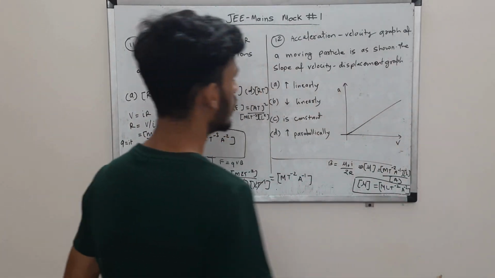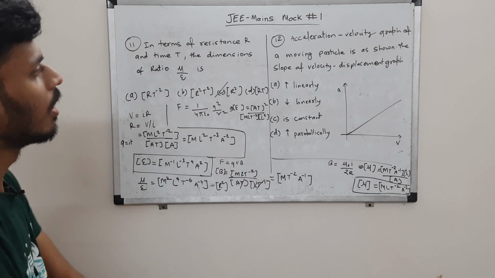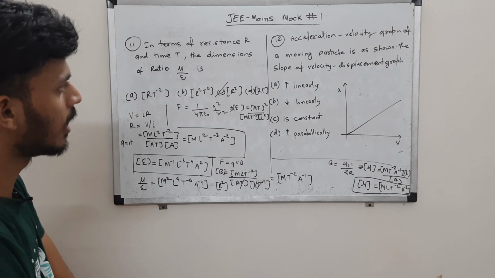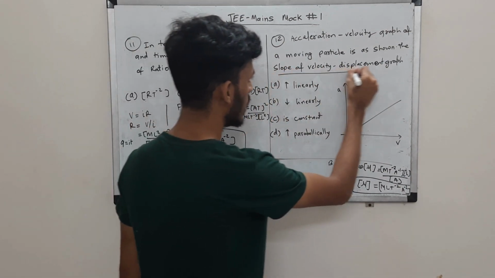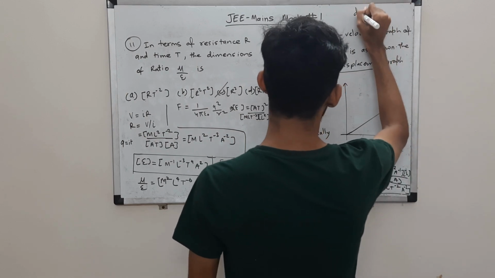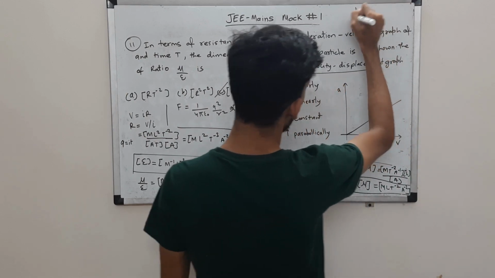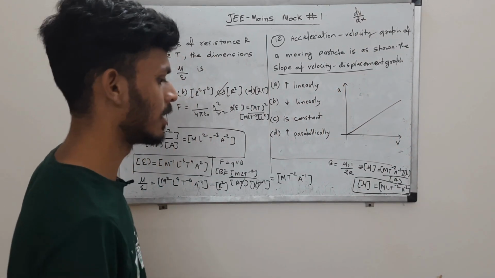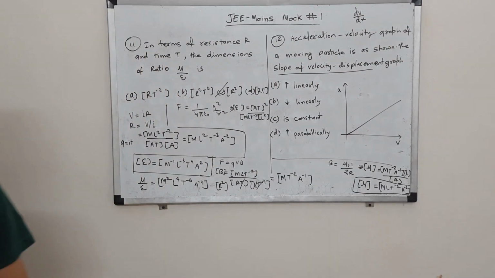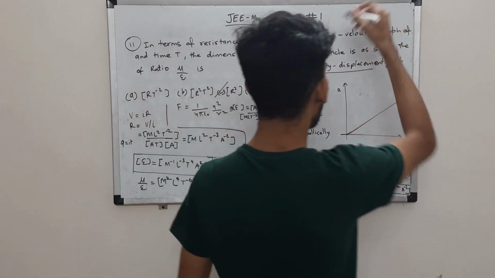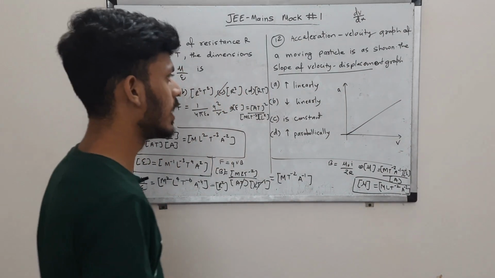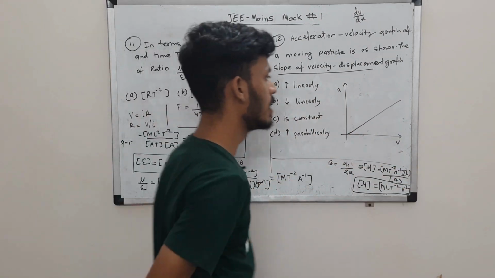Here we are given the acceleration velocity graph, and we are supposed to tell the slope of the velocity displacement graph. We are supposed to tell dv by dx. This is the slope of the velocity displacement graph. Actually, it's very simple. You can see the nature of the graph is linear.